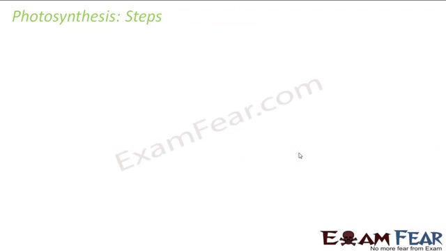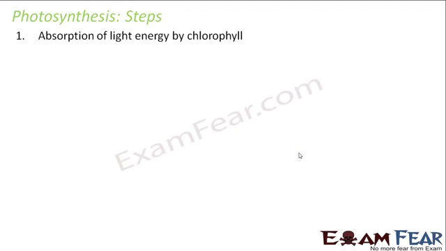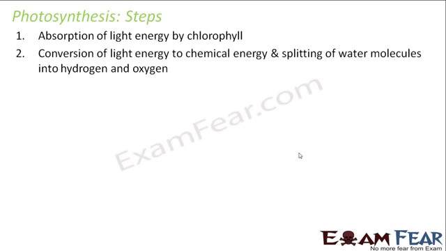So let us quickly review the steps of photosynthesis in order. The first thing that happens is absorption of light energy by chlorophyll. So the green pigment present inside the leaves will absorb the light energy from sunlight. Then conversion of this light energy into chemical energy and splitting of water molecules into hydrogen and oxygen. So this light energy is converted to chemical energy, and the water molecule splits into hydrogen and oxygen, and that hydrogen is emitted out as a gas.